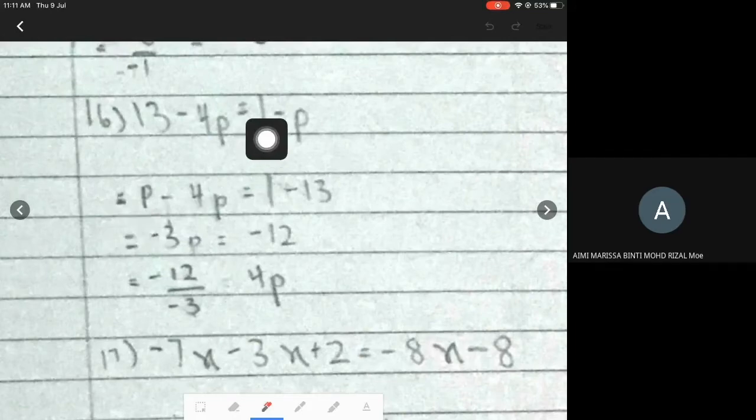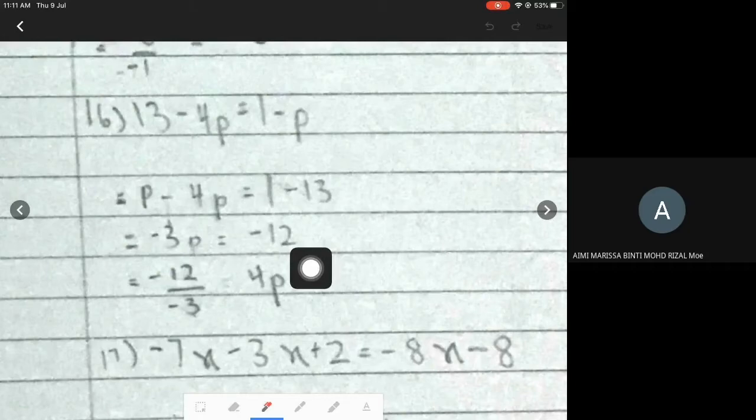And then sini belah kanan asalnya ada 1. So 1 kekal belah sini. Tanda dia tak tukar. And then here you have positive 13. You bring to the right side, dia jadi minus 13. So 1 minus 13 is negative 12. On the left side, you have 1p minus 4p is negative 3p equals to negative 12.